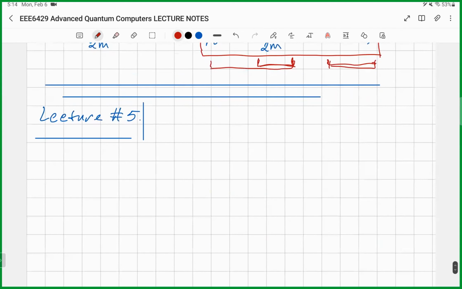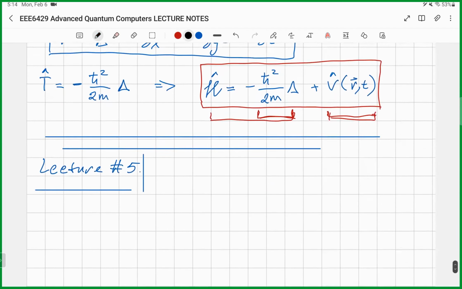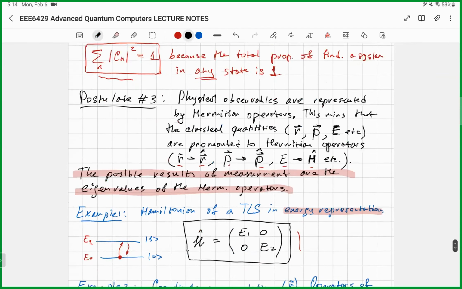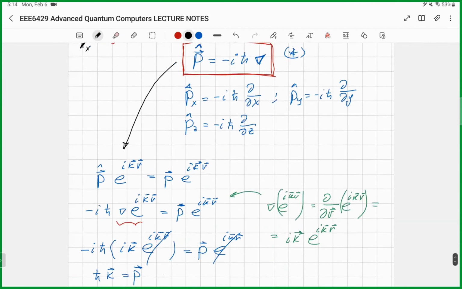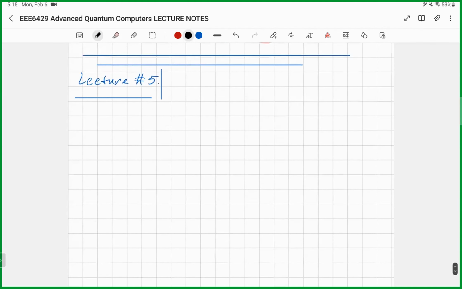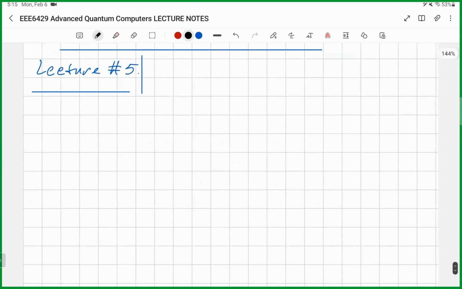All right, and today we continue this discussion. So what it was, postulate number 3. Now let's continue with postulate number 4. But before that, let's consider a small problem, just to give you an idea how this works.